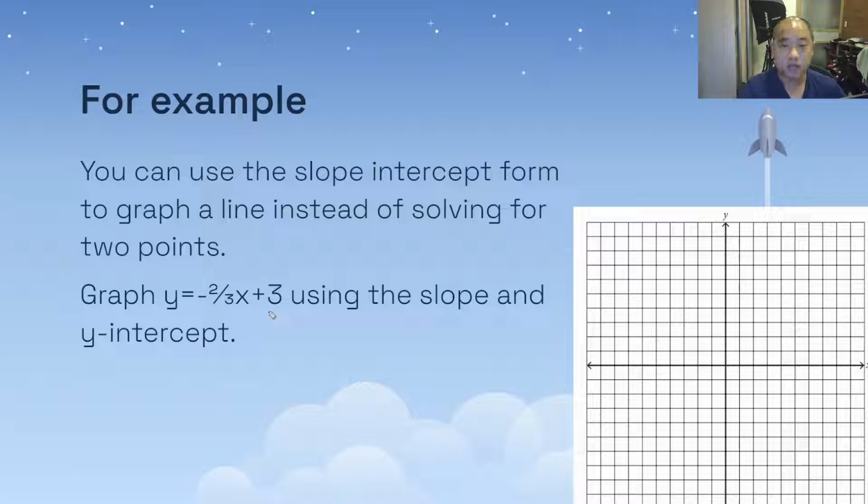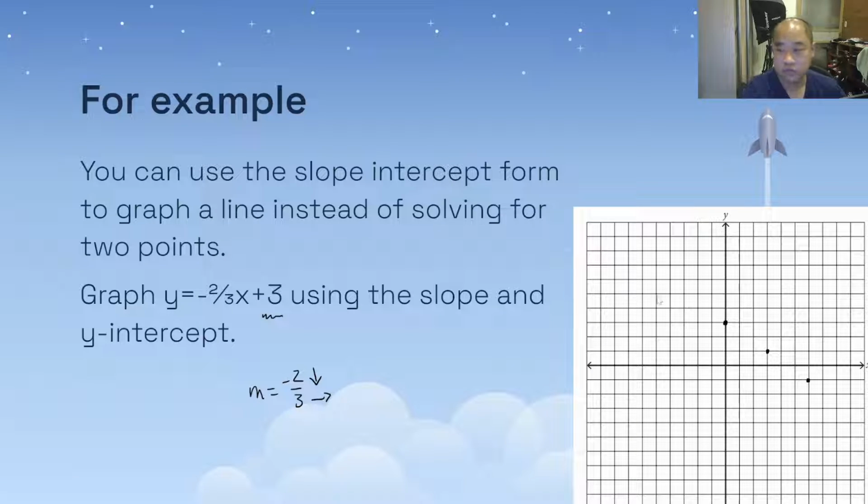With this, we can start with the 1 point we have, which is the y-intercept, which is 3, right? 1, 2, 3, that's right here. And then we'll just use our slope. Our slope here is -2 over 3. So we're going to go down 2 and to the right 3. Down 2 to the right 3.